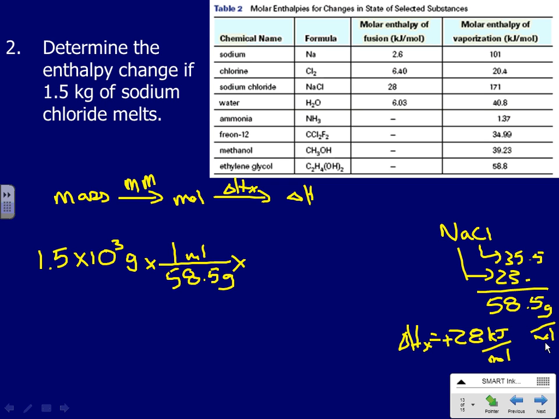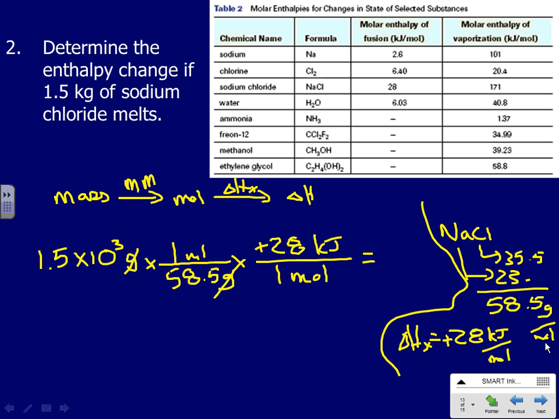And now I can put that right into here. Grams are gone. I want to get rid of moles. 1 mole per positive 28 kilojoules. And in the end, that's going to get me how many kilojoules will be produced or will be required to do such a move.